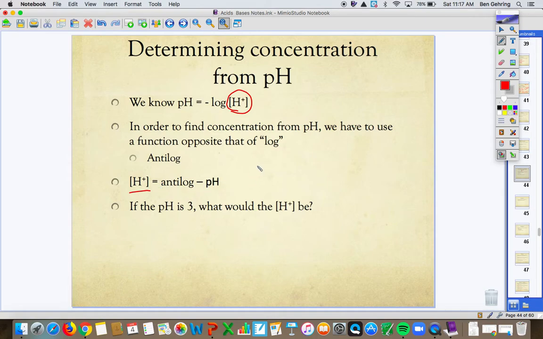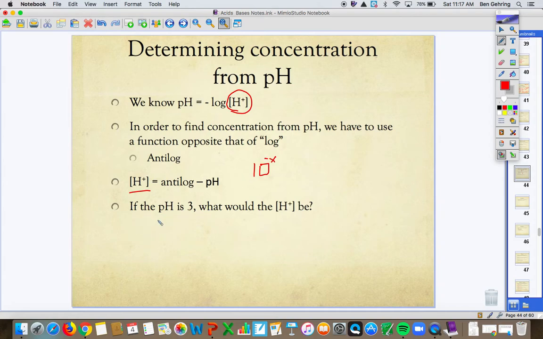And you will notice when you hit the shift log function on your calculator, it's going to give you 10 to the x. So anti-log is taking 10 to a power, and that's all that is. So you have to take 10 to the, and it's got to be a negative pH. So make sure your power is negative here.